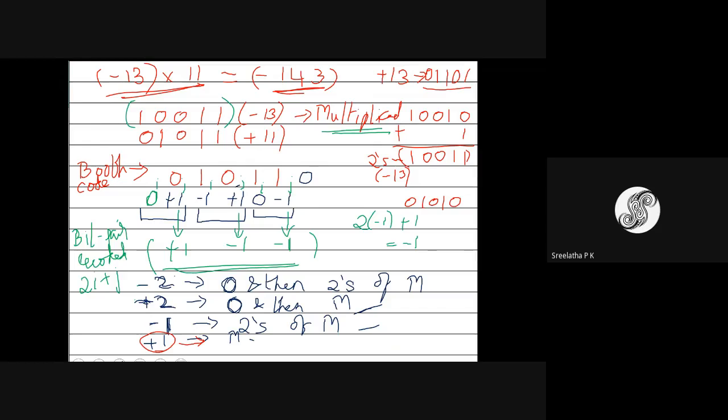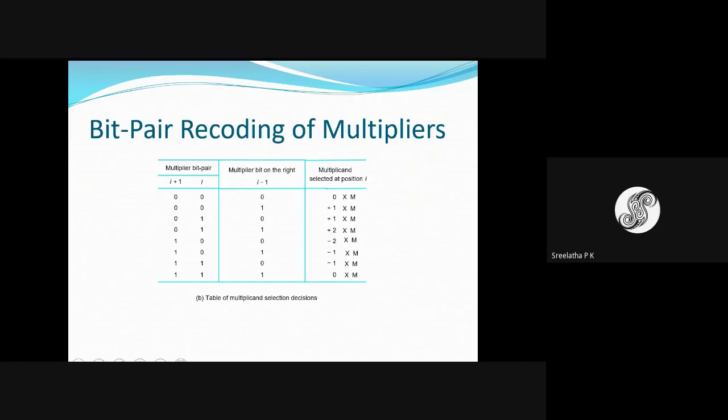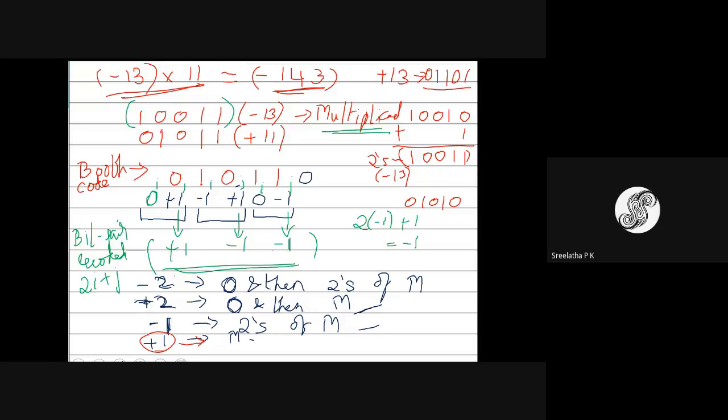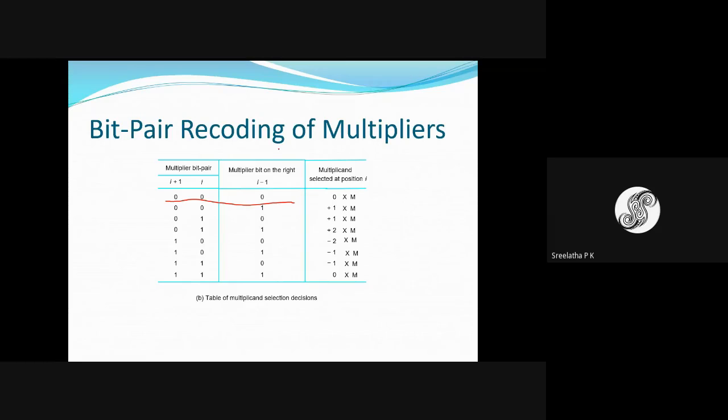So this is the bit pair multiplication, my bit pair recoding. There is also a table which is given. Using this table you can frame the bit pair directly. So this is the process of bit pair multiplication. As I did in class, you can find the bit pair directly using the table. So this is about bit pair recoding. Thank you.